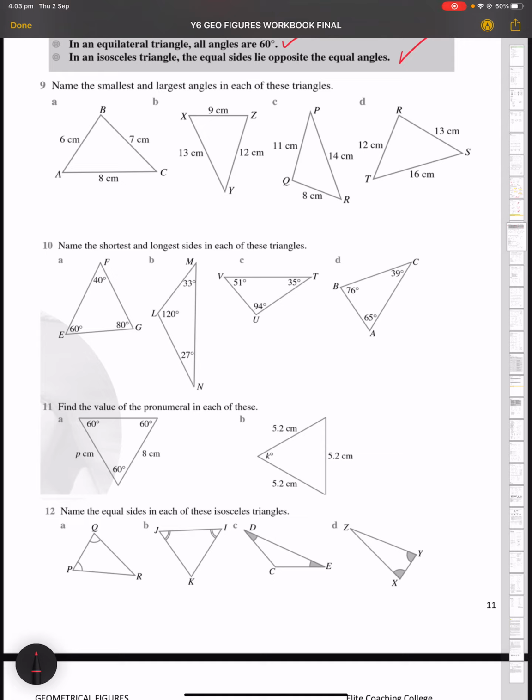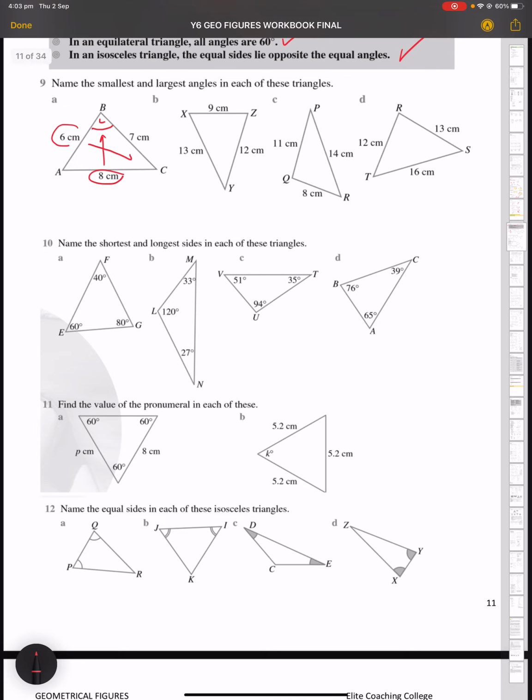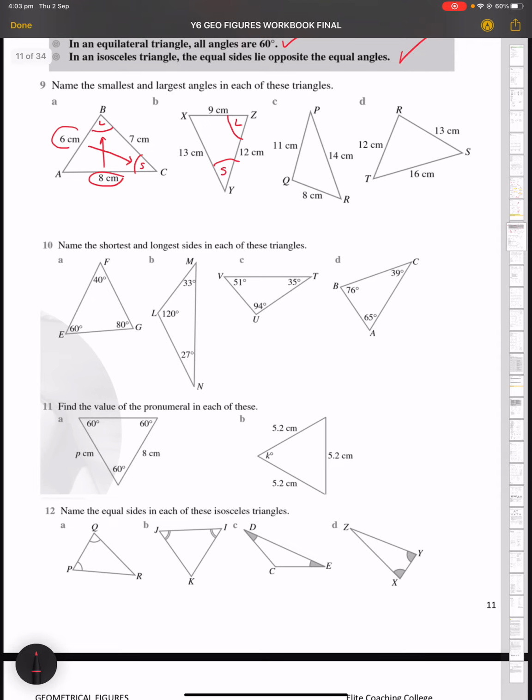Okay, so the longest side is 8, which means the largest angle must be opposite the 8. So that must be that one there. We'll put it L. And the shortest side is 6, which means that the smallest angle must be here, S. Question B, longest side is 13, which means this has to be the largest angle. Shortest side is 9, therefore this has to be the smallest angle.